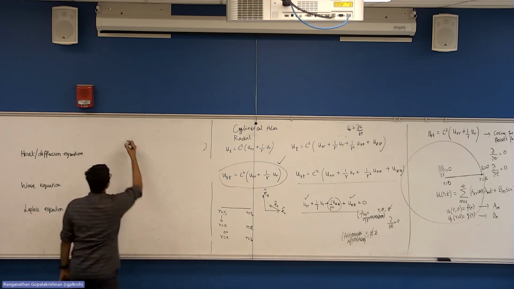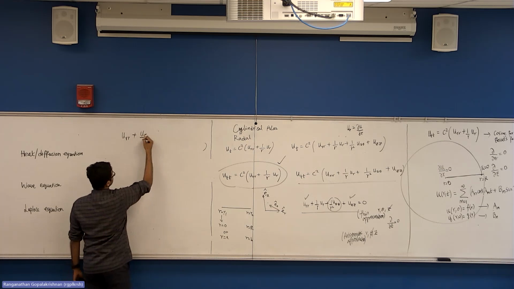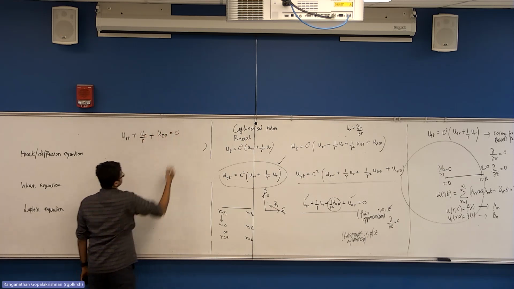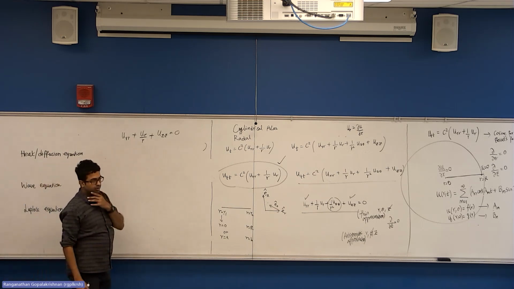So we write our equation as u_rr plus u_r over r plus u_zz equal to 0. First, how would you draw the domain? You have both radial and axial directions. How do you draw the domain?